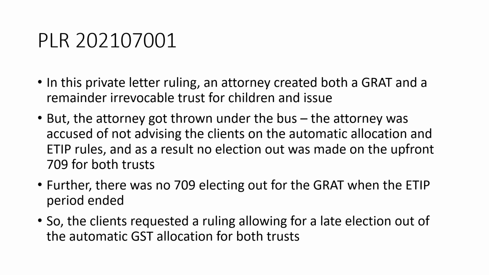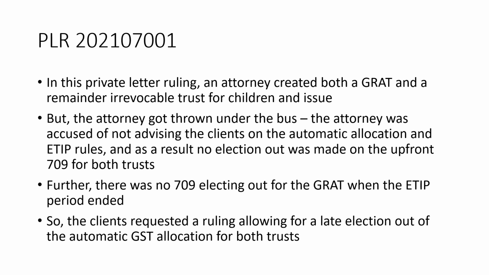Now that sets the stage for today's private letter ruling we're going to look at, because in this private letter ruling, you had an attorney who created both a GRAT and a remainder irrevocable trust for the benefit of children in issue based on that structure we just discussed. But what happened here is that the attorney got thrown under the bus. The attorney was accused of not advising the clients regarding the automatic allocation rules and the ETIP rules with respect to that irrevocable trust and that GRAT type of structure.